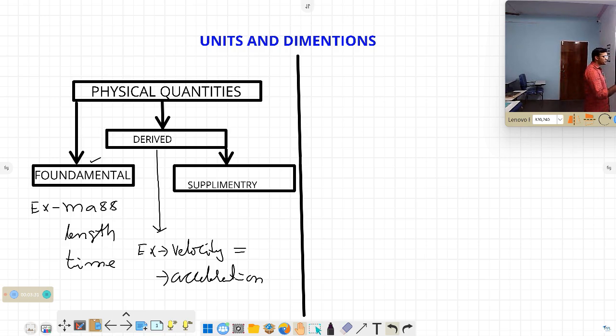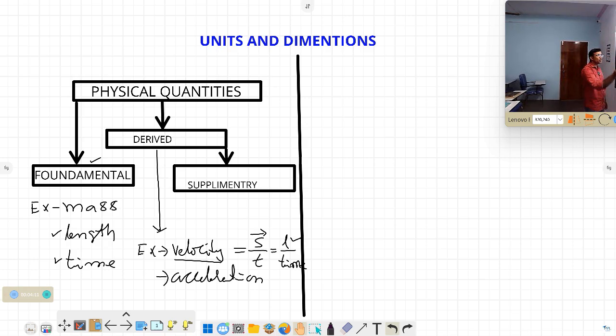Velocity, by definition, is distance by time or displacement by time, according to the exact nature of vectors. Velocity is nothing but displacement by time. Displacement we measure in terms of length, and time we measure in seconds. So it is length by time; length is one of the fundamentals, time is one of the fundamentals. So velocity is a derived physical quantity that I can express in terms of the fundamental quantities length and time.